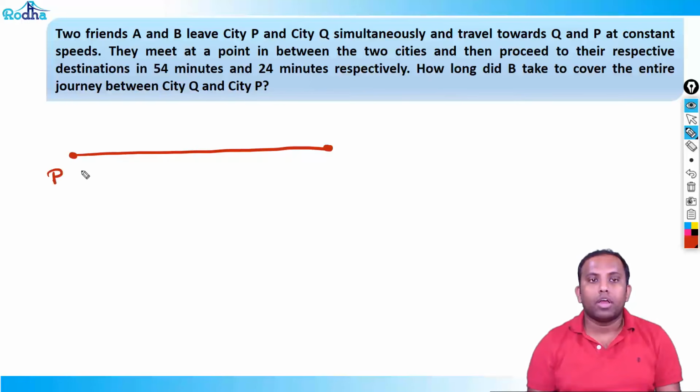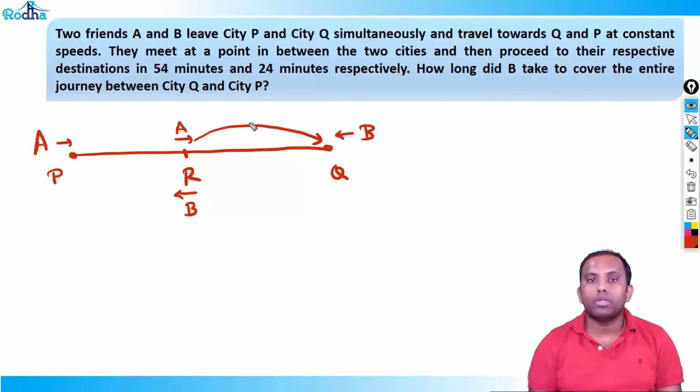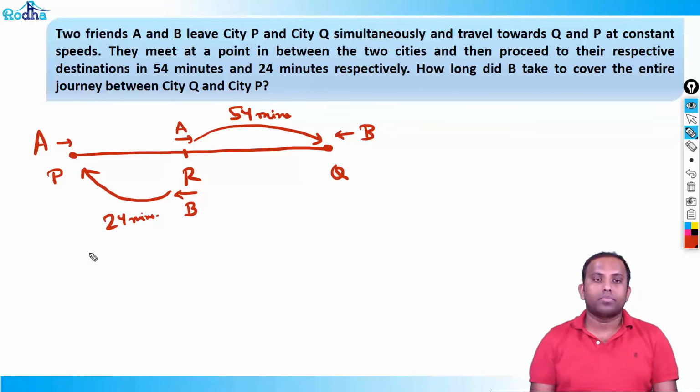P and Q are two cities. A and B leave city P and Q simultaneously. They meet at a point in between two cities and then proceed to their respective destinations in 54 and 24 minutes. So after meeting at some point R here, suppose A came here and B came here. So A took a further 54 minutes to reach from here to here, and B took a further 24 minutes to reach from here to here. So how long did B take to cover the entire journey between city Q and city P?